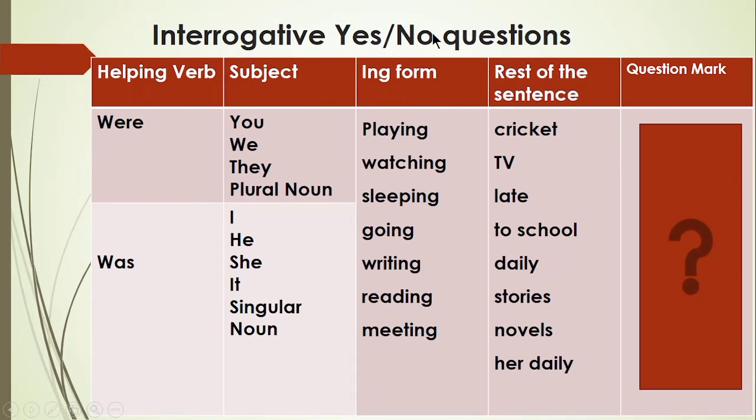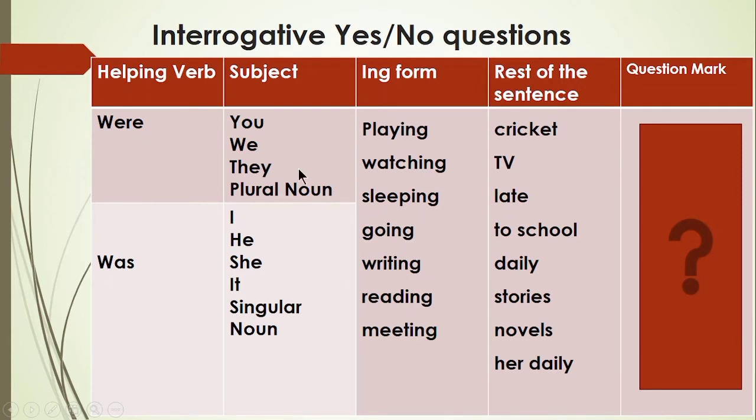Interrogative, yes no questions. How to make yes no questions? You may remember that yes no questions are those questions which are answered with yes or no, followed by the helping verb tense. So here we bring the helping verbs to the start of the sentence, were and was, then followed by the respective subjects like you, we, they for were, and I, he, she, it or singular noun with was. Then ing form, then rest of the sentence, and finally question mark. For example, were you playing cricket when I saw you?